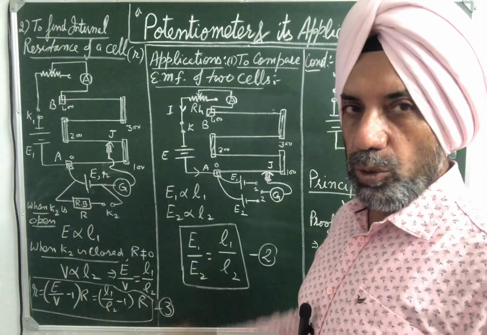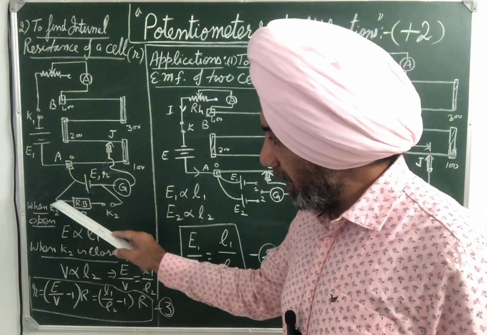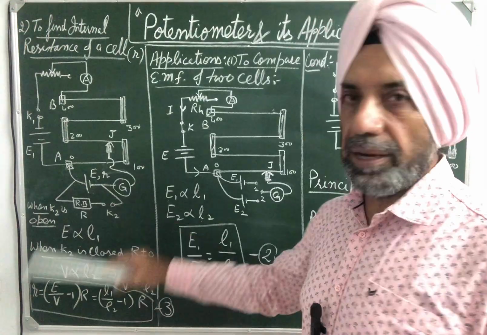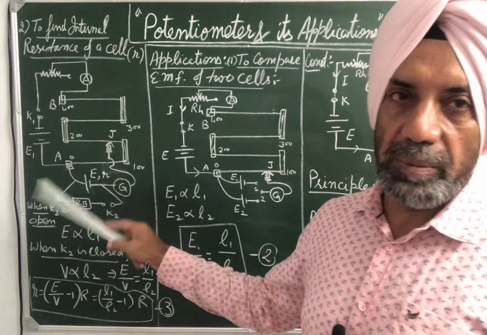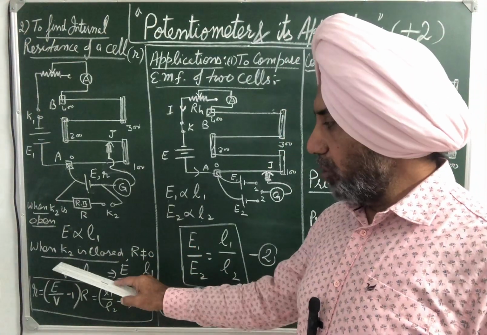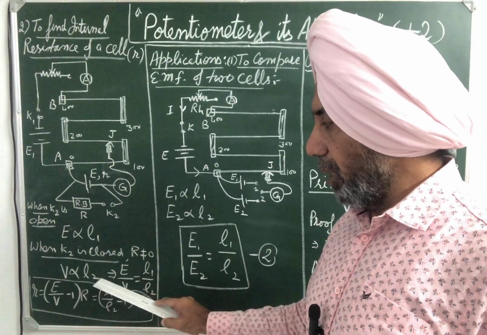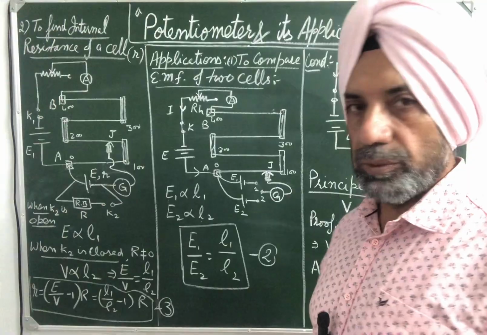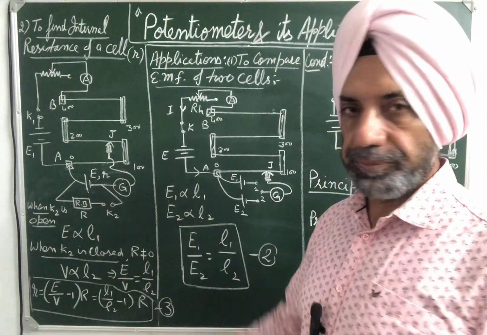Then insert key K2 and take out some resistance from resistance box. So some current is being drawn from this cell in the circuit. Now its EMF will be reduced, and that reduced EMF is called terminal potential difference. Let V be the terminal potential difference. Now balancing length will be directly proportional to terminal potential difference, V proportional to L2 when R is not 0, when the circuit is closed.